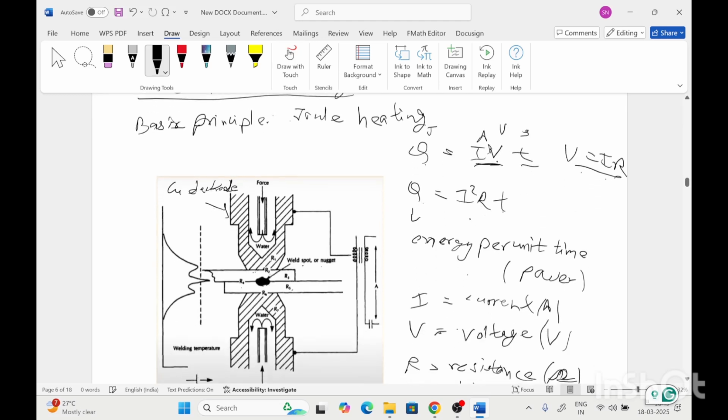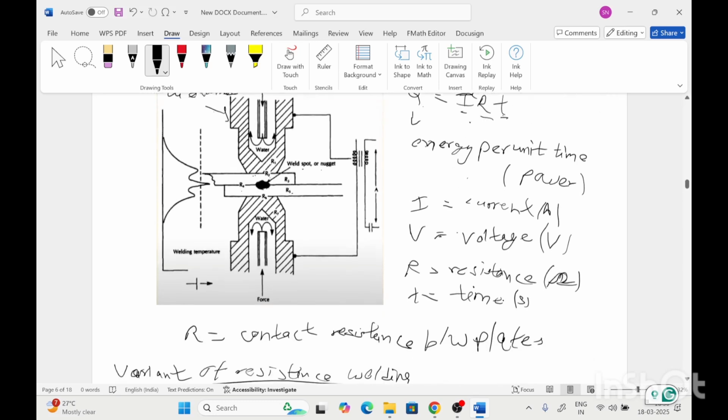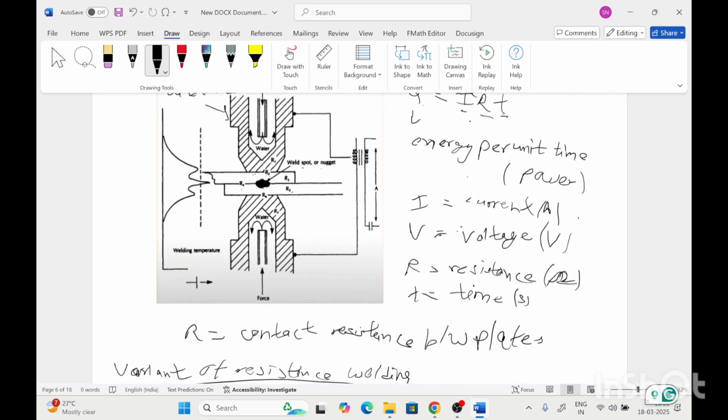I is the current supplied, T is time, and due to the resistance of the welding workpiece, the heat is generated during the welding process. So Q is written as energy per unit time or power. I is the current in ampere, V is voltage, R is resistance in ohm, and T is time.